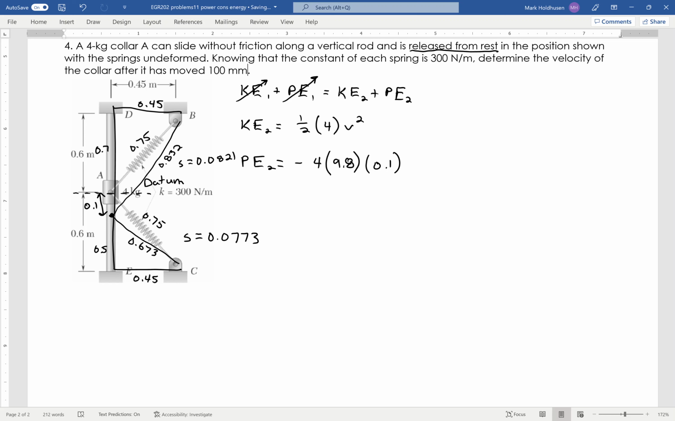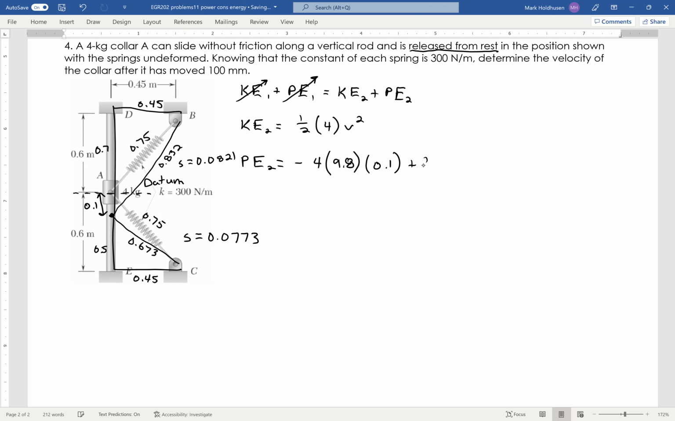So just doing Pythagorean theorem, find the new length of the spring, find the actual stretch in the spring, because initially the unstretched length is 0.75. Now knowing those, I can find the potential energy in each spring. Potential energy for a spring is always positive because the spring's always pulling or pushing it in the direction to get it back to datum. So potential energy is always positive for a spring. Just keep that in mind.